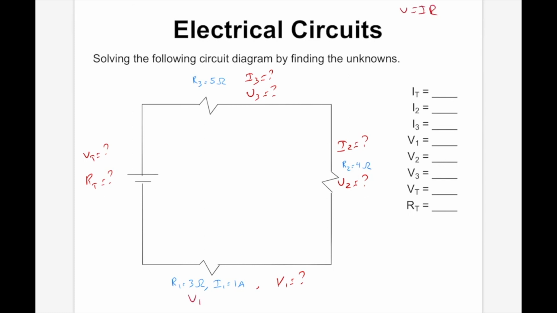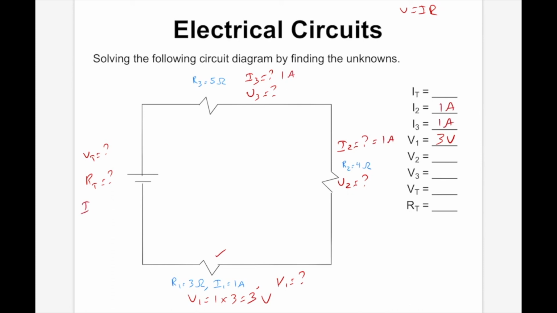So we're going to say that V1 is going to equal I1, which is 1, times 3. So we get 3 volts. So V1 is 3 volts. Now, what's the next thing we can figure out? Well, we know that if we have a current going through this one down here of 1, then we must have a current going through this one of 1 and a current going through this one of 1, because it's a series circuit. So we know I2 and I3 are both 1 amp.